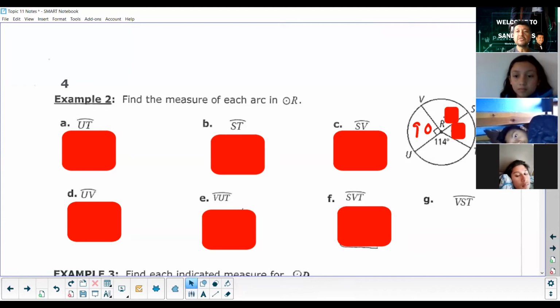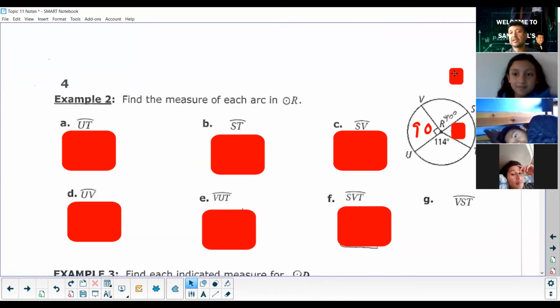Now what I want you to do is this. If this is 90 degrees, Max, what do you think this one is? The one I'm moving around right now. What do you think that is? 90. Yeah, it's going to be 90 degrees, because this is 180, right?